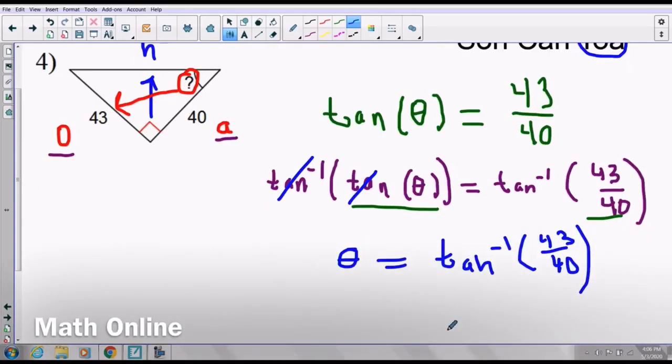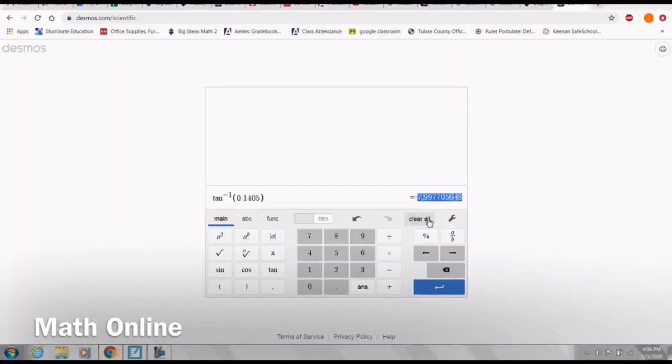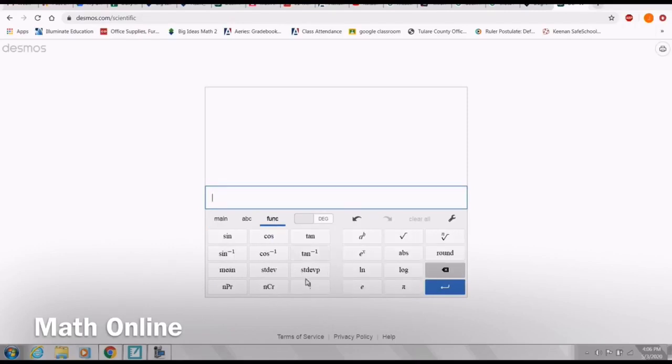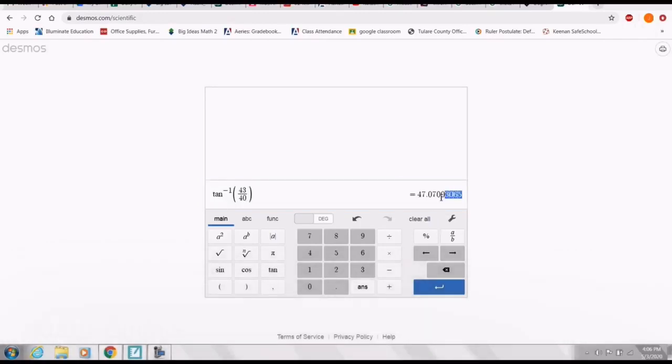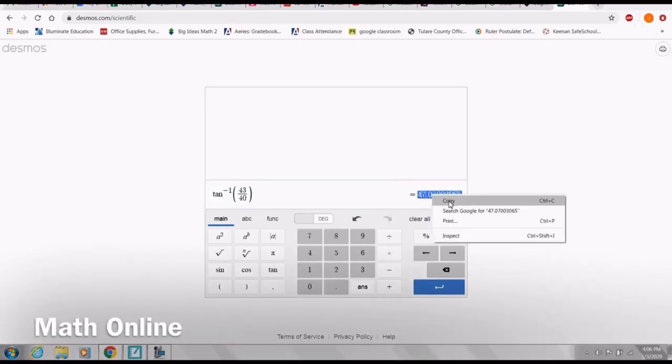So now, if I want to know the measurement of the angle theta, I need to calculate this number on the calculator. Okay, so I'm going to go back to my calculator, and I'm going to clear the screen, and I'm going to type in, first of all, the function itself. So inverse tangent of what ratio? Go back to the main menu and type in your ratio, which in this case was 43 over 40. And that'll give you the measurement of the angle. Okay, so I'm going to copy and paste. Hopefully I can copy and paste the entire numbers. So copy, and I'll take it here.